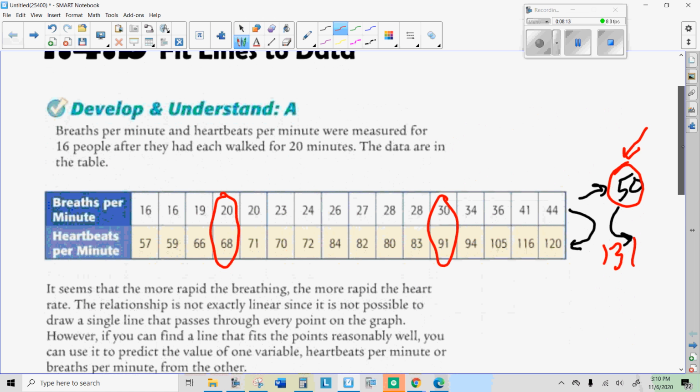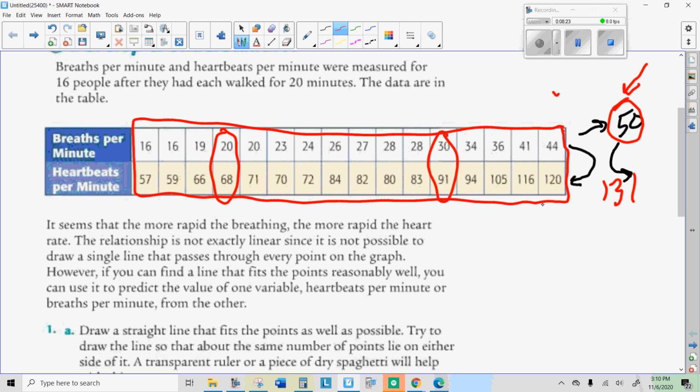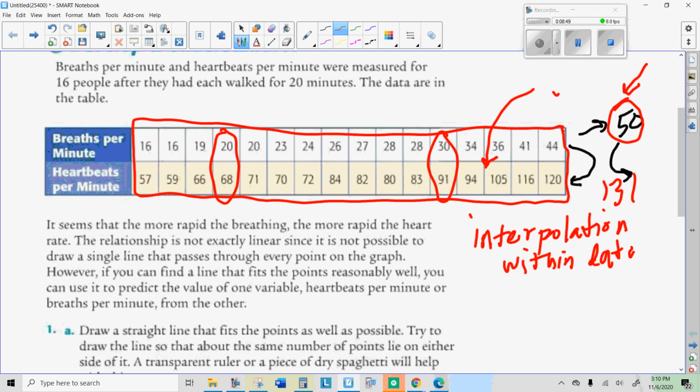Our data range goes from 16 breaths per minute to 44 breaths per minute. If I make predictions within that range, my model should be fairly accurate. That's called an interpolation, when you're within the data. You can write this down if you want: within data predictions. Generally speaking, within data predictions with mathematical models are pretty accurate.